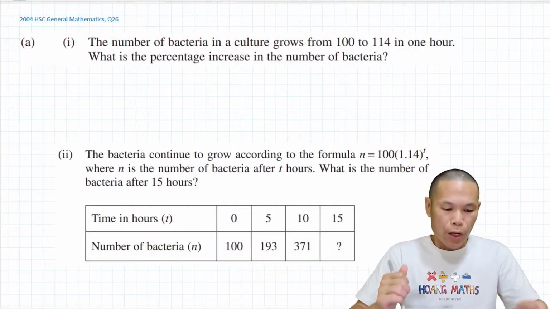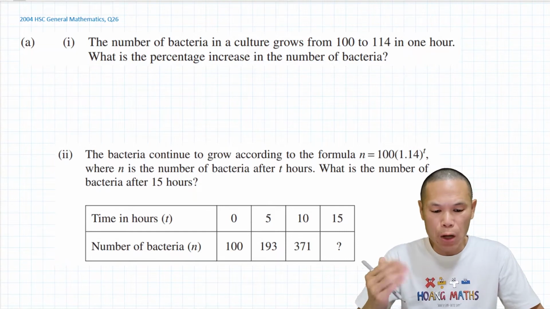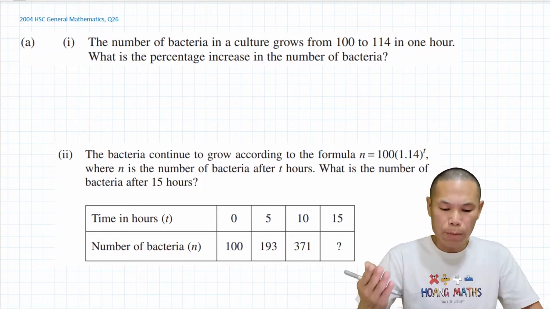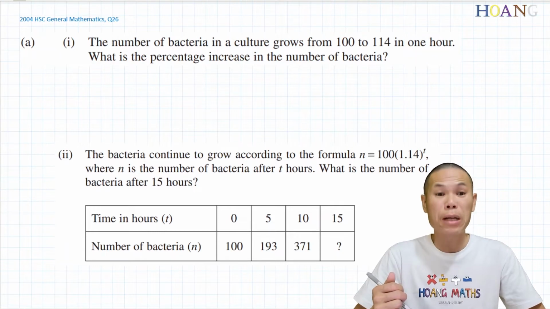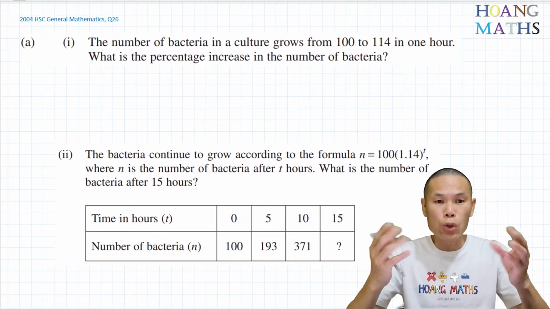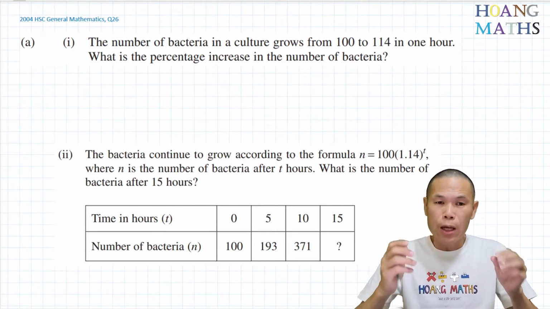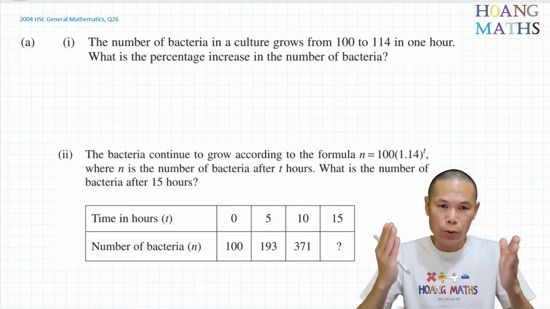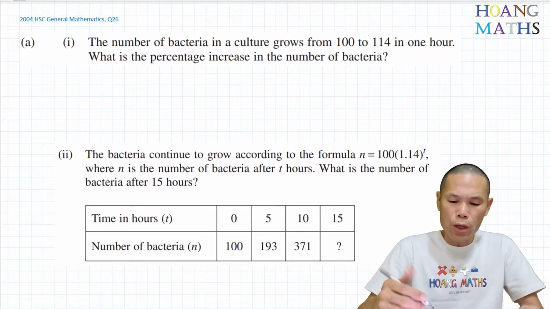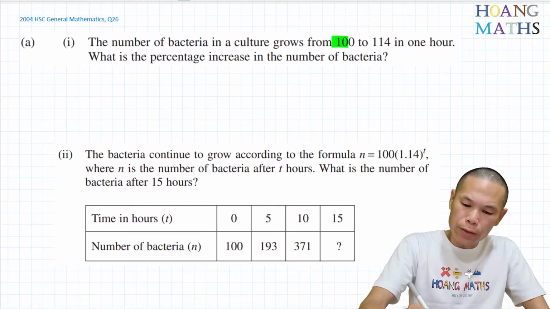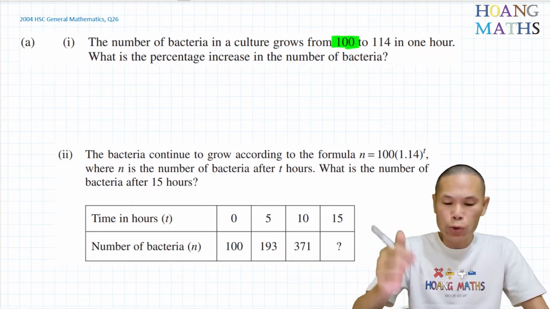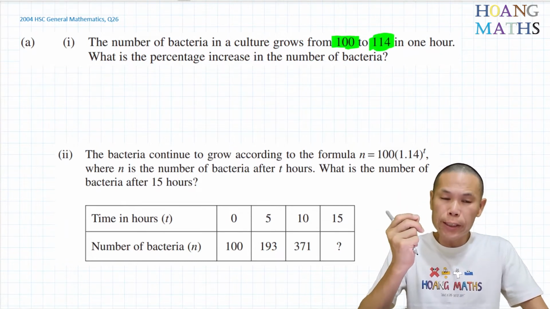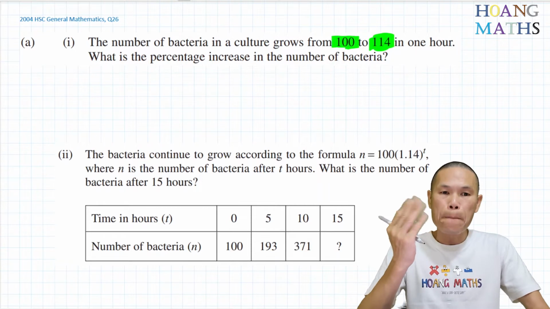First one, the number of bacteria in a culture grows from 100 to 114 in 1 hour. What is the percentage increase in the number of bacteria? So first of all, to work out the percentage increase, we use the increase over the original amount. We know that it's from 100 bacteria growing to 114. Therefore, the increase is 114 minus 100.